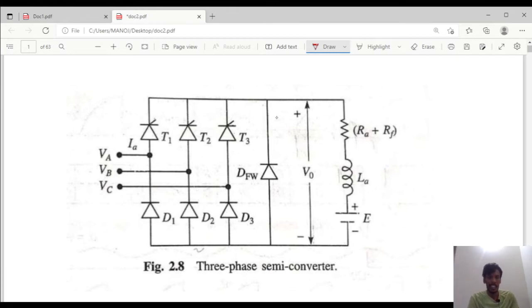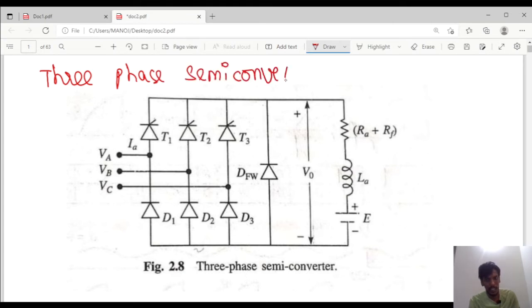So today we will see the three-phase semi-converter with DC series motor. So this is the three-phase semi-converter, which is feeding a DC series motor.